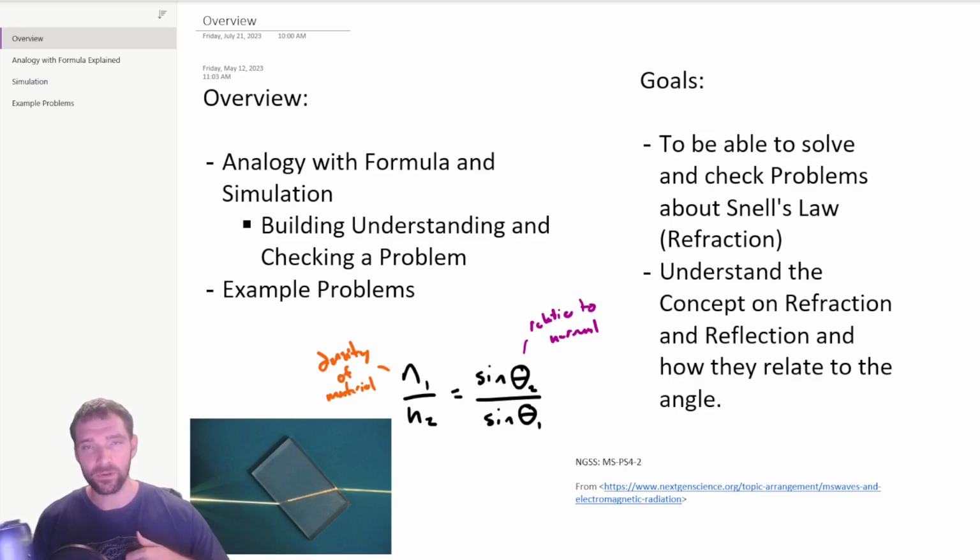But I'm also going to be going over the formula and a simulation, which will relate more to this reflection piece. And that should help you conceptually understand what's going on here with these various pieces. And then we'll do a couple example problems to help you see how this works with actual math.